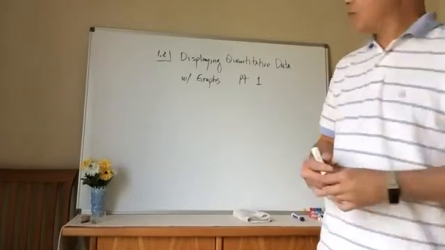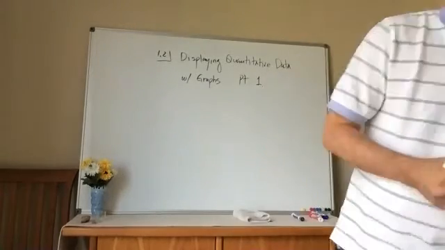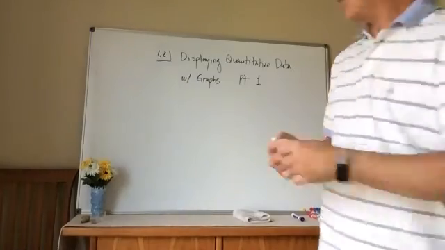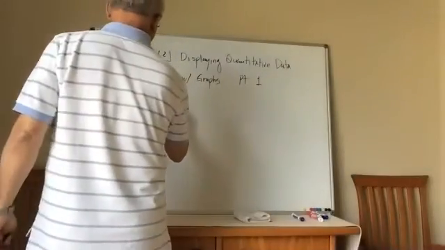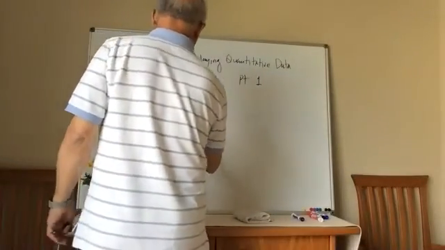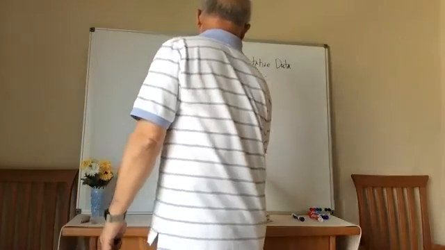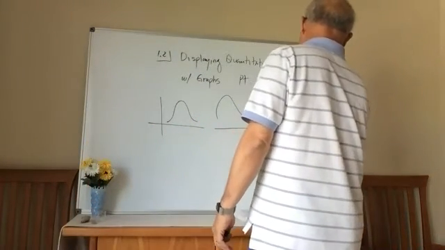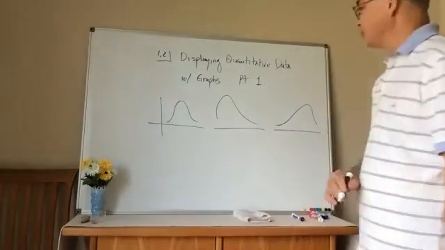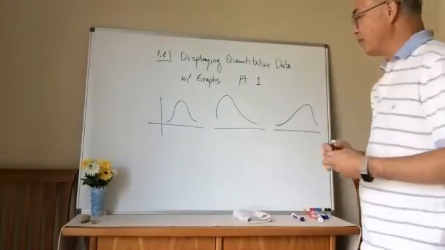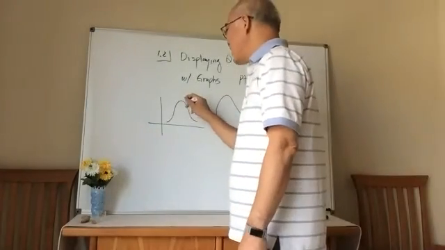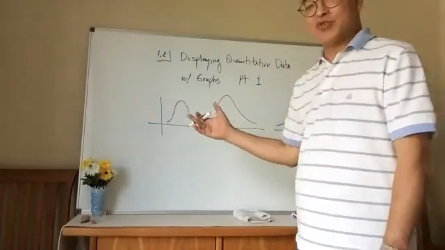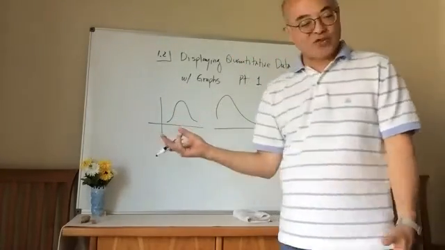Okay, so let's move on to describing the shape. When you describe the shape, there are 3 different ways. So let's go ahead and say we had data that looked like this, one that looks like this, and one that looks like this. Okay, so this thing here, how would you describe this? Would you describe this as being symmetrical?